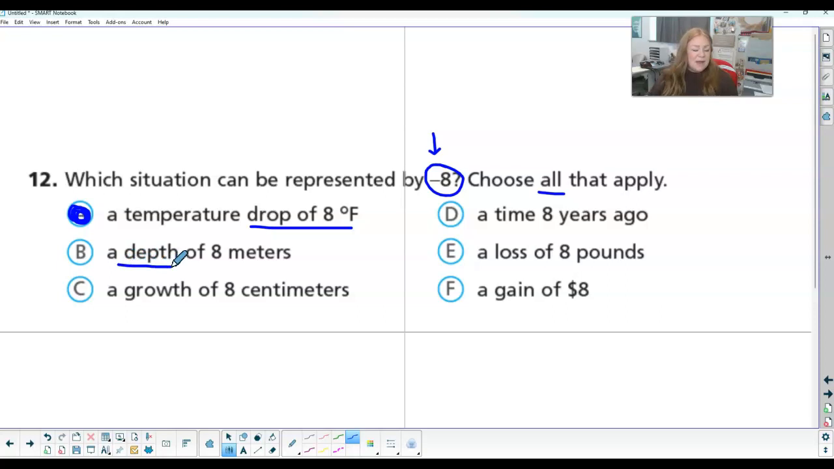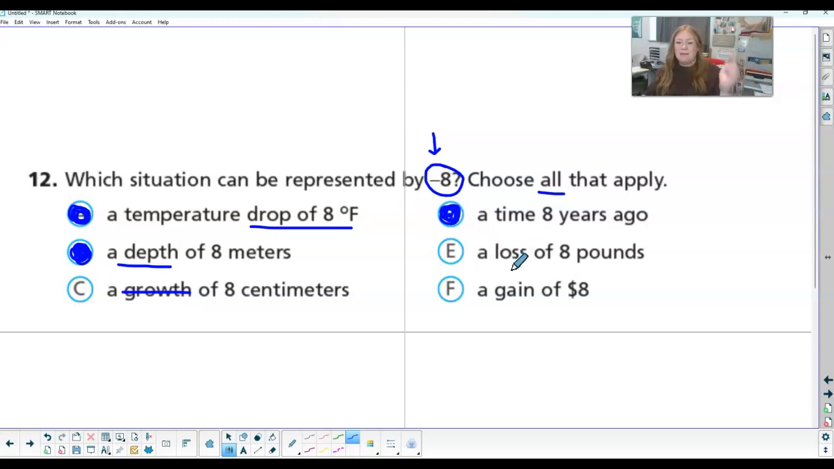A depth of 8 meters. So again, down, we're going deep into the ground. That is showing that it's going negative. That could be it. If it's growing, that tells me it's probably going in the positive direction. I don't think that is a word that we're looking for. A time that was 8 years ago. So in the past, we have to go backwards to get there. That sounds like a negative problem.